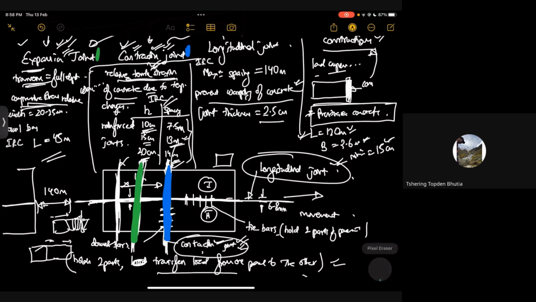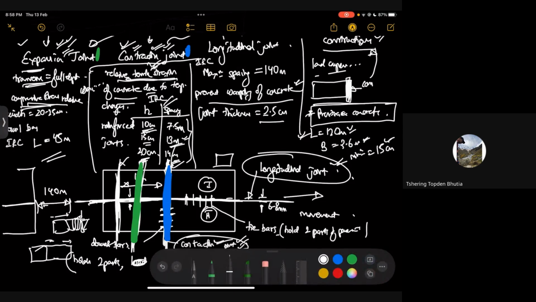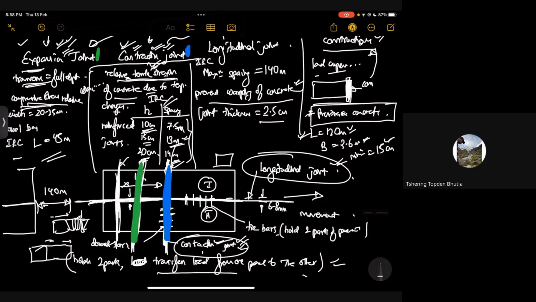Fine. So going into the detail, you just need to remember the IRC values. Length between expansion joints is 45 meters. Basically, spacing between expansion joints is 45 meters.